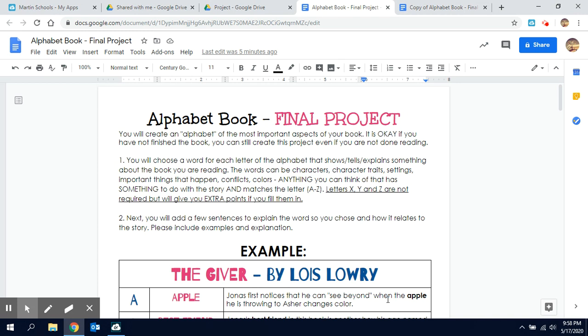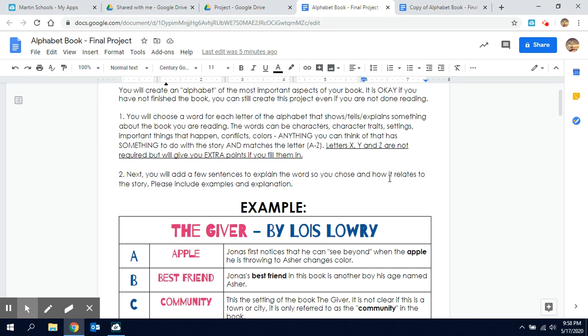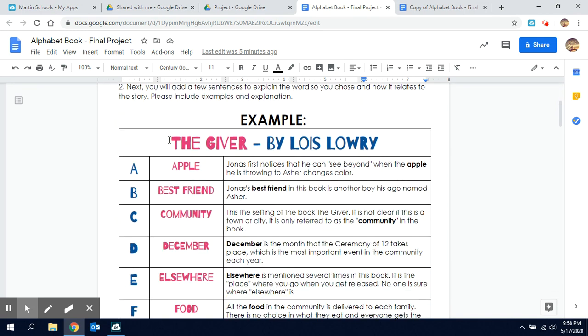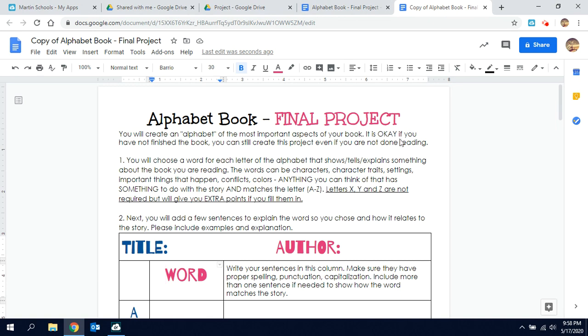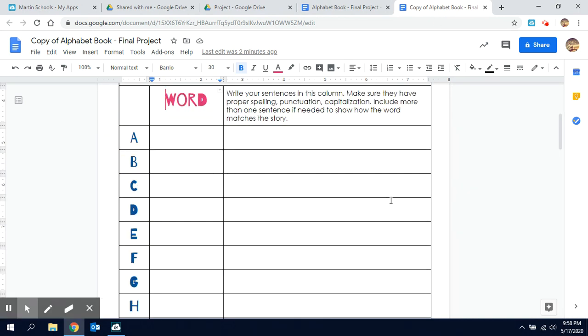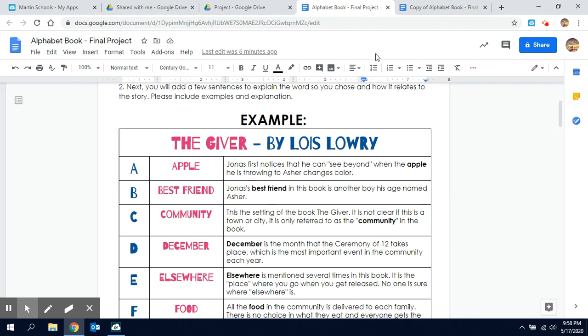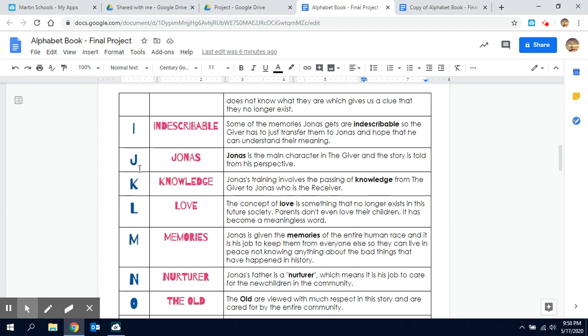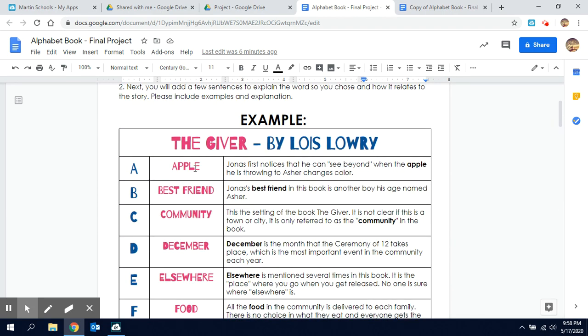The other thing with the way that I designed this is that you are making what I'm calling an alphabet book. If you scroll down here, I created an example to show you, and I used the book The Giver, which some of you read for the first round of literature circles. You're going to get an empty chart that looks like this. I gave you all the letters of the alphabet, and then you need to come up with a word that has something to do with the story. So you need a word that matches each letter of the alphabet.